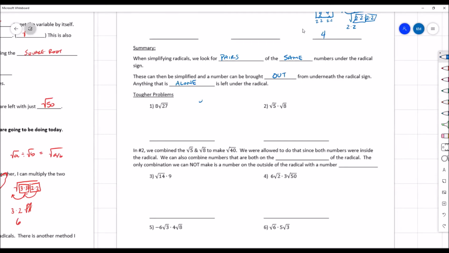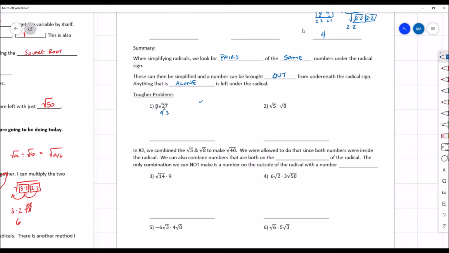So let's look at some couple tougher problems. And they're tougher because we have some things on the outside, some things on the inside, we're multiplying. Okay, so we have 8 radical 27. Notice there's already an 8 on the outside. So we have to break down 27.